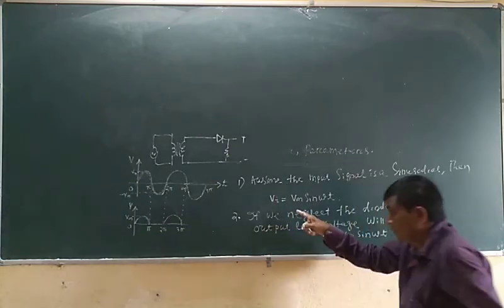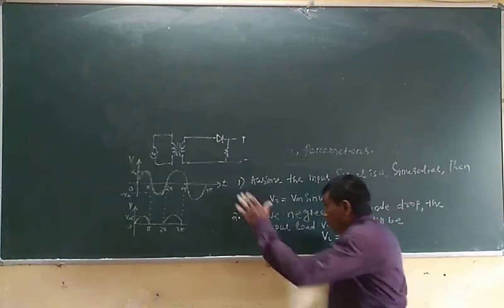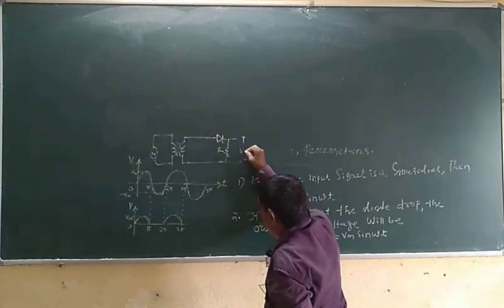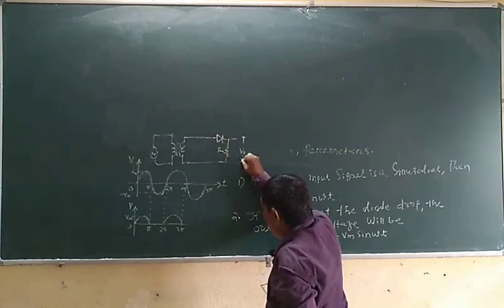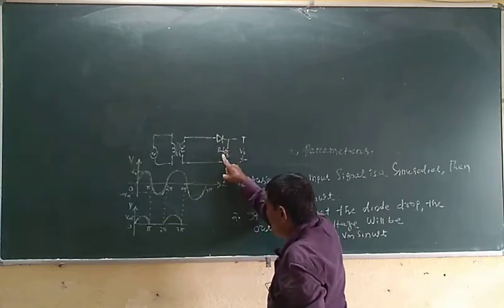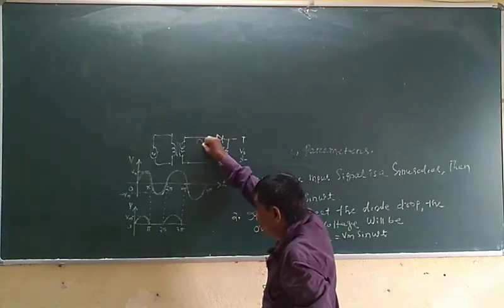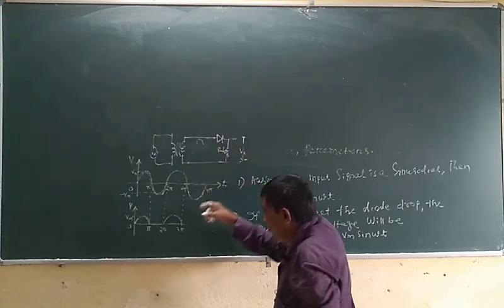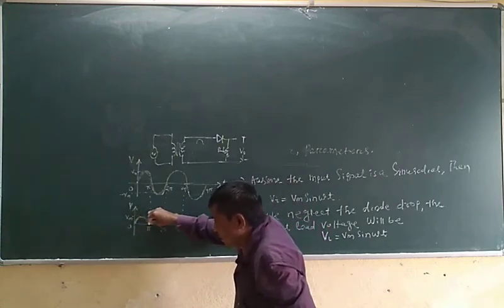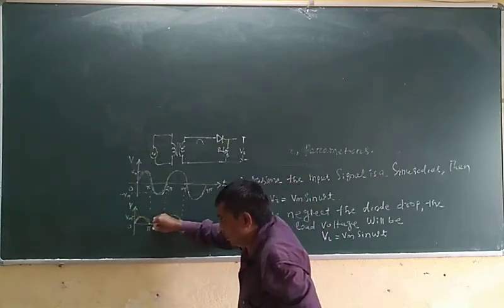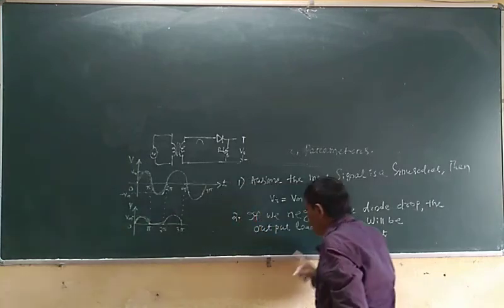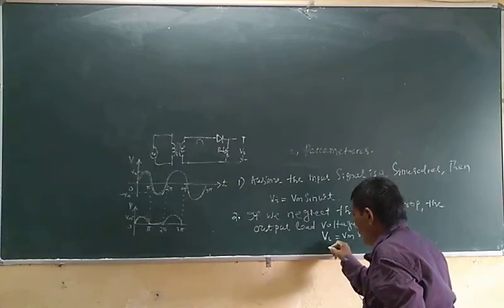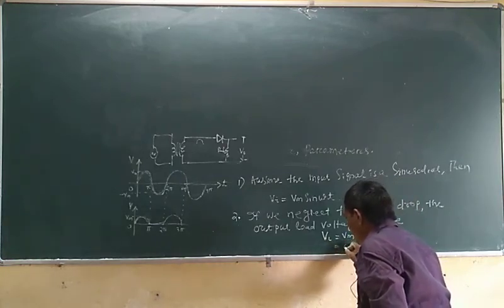Now you see on the output side, that is the RL and that is the V naught, or output voltage. In the positive half cycle the diode will conduct, so the waveform is only the positive half cycle. In the negative half cycle it is not conducting, so this is the zero voltage. So the output voltage is one time Vm sin omega t and another time 0.